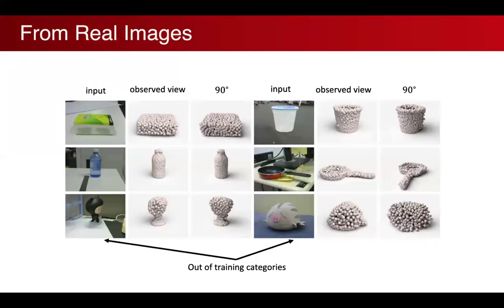And here is the result from real images that were not necessarily in the training. We have the input view, this is the synthesis from the observed view, and these are other angles. You see that it captures and constructs the geometry very well. And this last row shows images that are not within the training data.